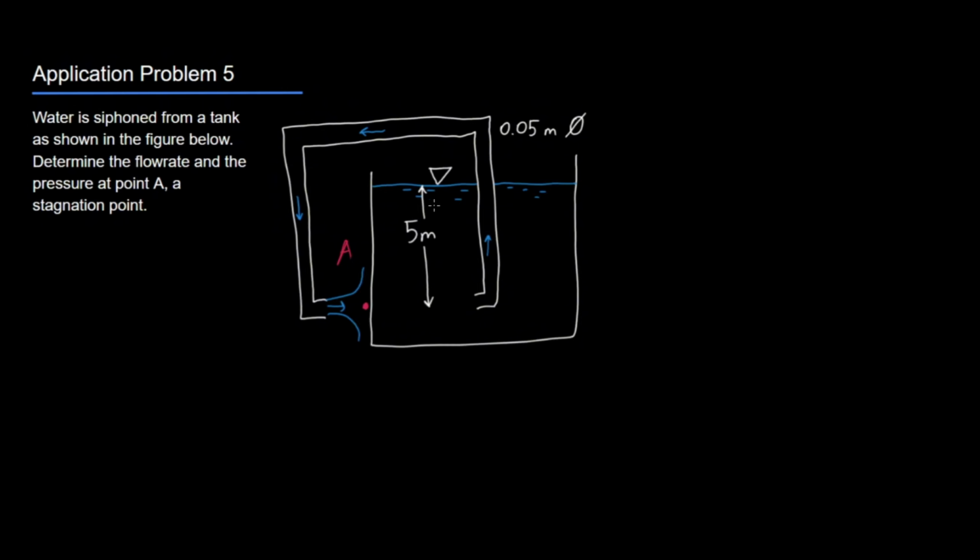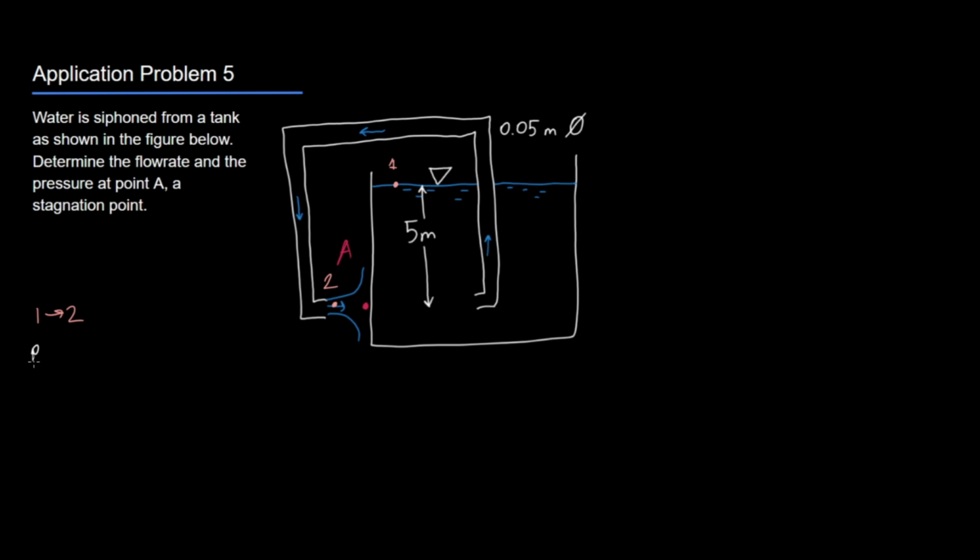So now that that's out of the way, we want to point out where we will be putting our Bernoulli points. So we're going to do one here at the surface of the tank, and then we're going to do one in the free stream jet. So this will be point 1, this will be point 2, and we're going to resolve some of these. So the first thing we're going to do is solve for the flow rate. So we're going to go from point 1 to point 2, and then we'll use the Bernoulli equation.